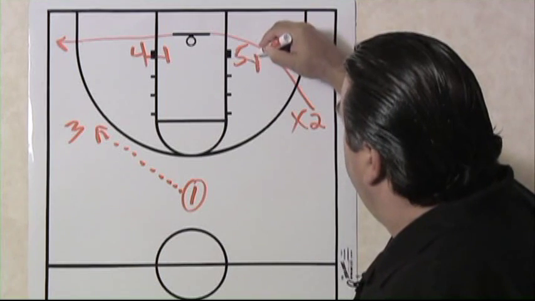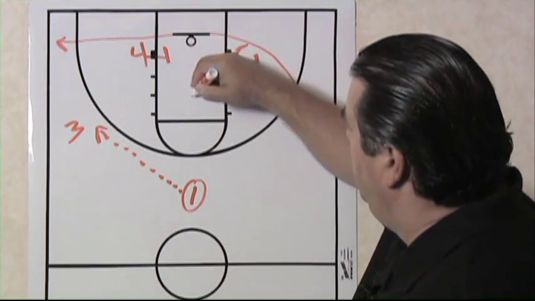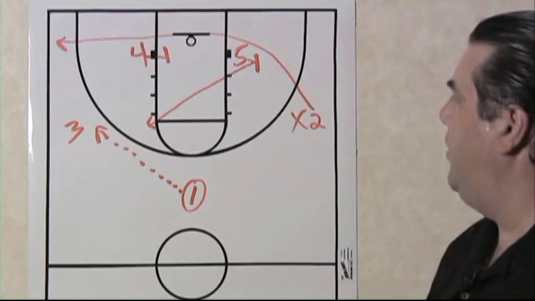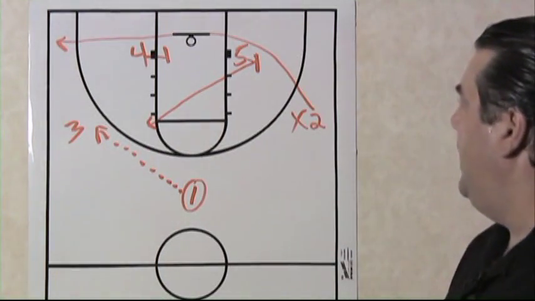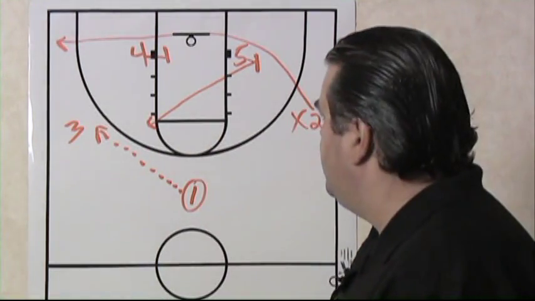Once 2 comes off the screen from 5, 5 will flash into the middle of the lane and continue on to the high post. Of course, 3 can look to hit 5 at any point there in this offense.